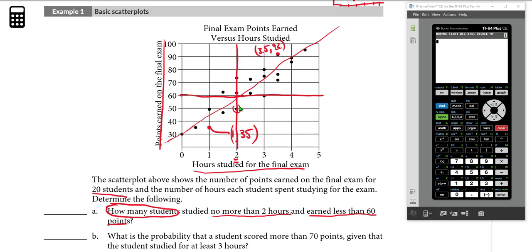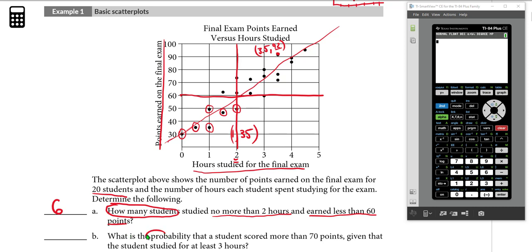So that means we're looking at this student, this student, this student. I'm going to get rid of that red there just to make sure there's a point there. So all of these students. So 1, 2, 3, 4, 5, 6 students studied no more than 2 hours and earned less than 60 points. So the answer to this is 6 students. Those are the students that, again, should have studied harder.